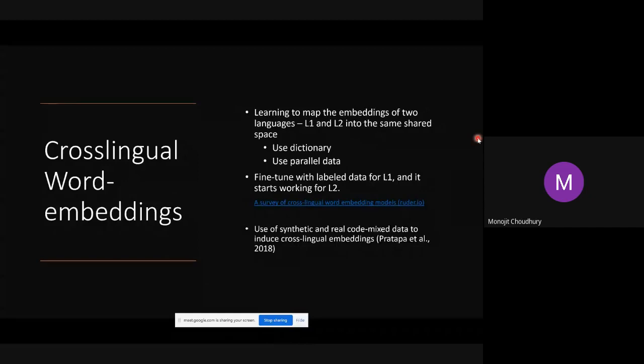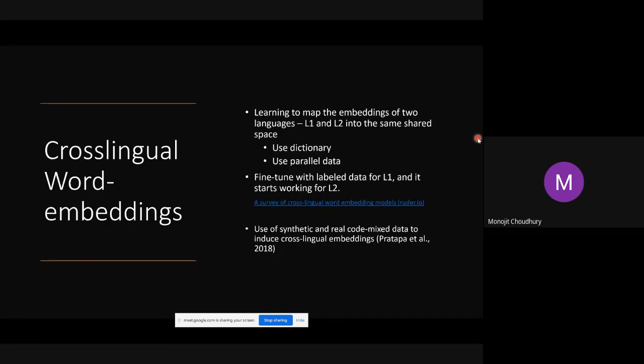Imagine I have two languages, L1 and L2, and I have separately learned two embedding models for them. So let's say two word2vec models, one for L1 and one for L2. Now they are in different spaces, right? So the word embeddings of L1 and L2 are not directly comparable. What people thought is, can we use something like a dictionary or a little bit of parallel data between L1 and L2 to map the embeddings into the same space?